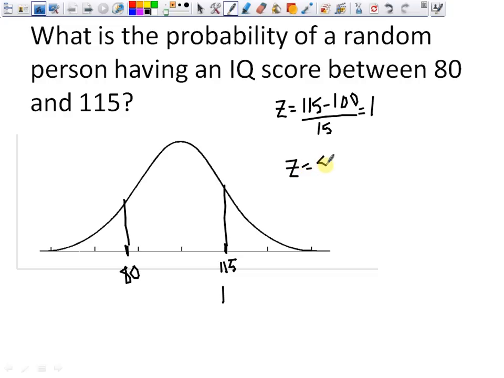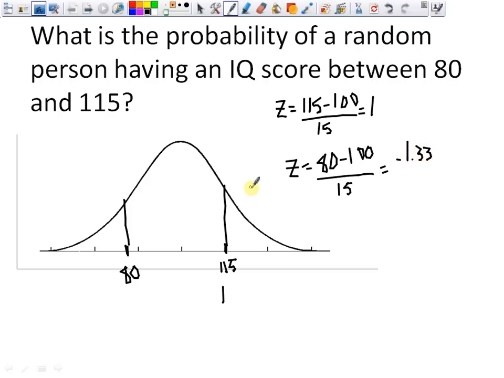Now we'll find a z-score for 80. We know it'll be negative. 80 minus 100 divided by 15. We have negative 20 divided by 15, which is negative 4/3, which is, again, to 2 decimal places, negative 1.33.